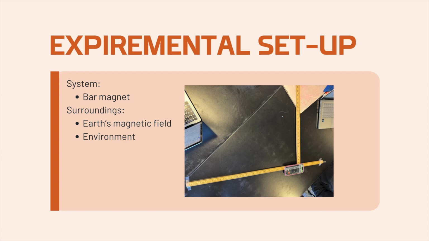We used a magnetometer to measure the magnetic field at different distances from the magnet along its axis. The system is the bar magnet, and the surroundings include Earth's magnetic field and the environment. We aligned the setup to minimize interference from Earth's magnetic field and recorded the x component of the magnetic field at multiple distances.